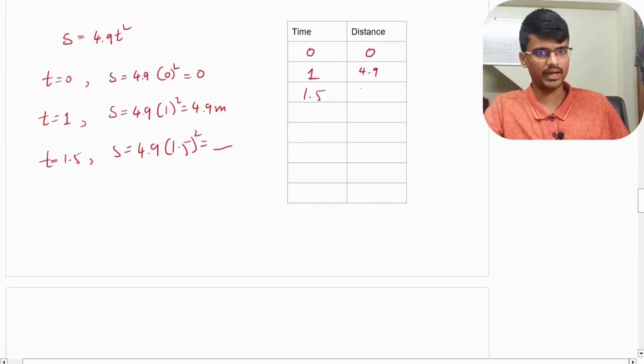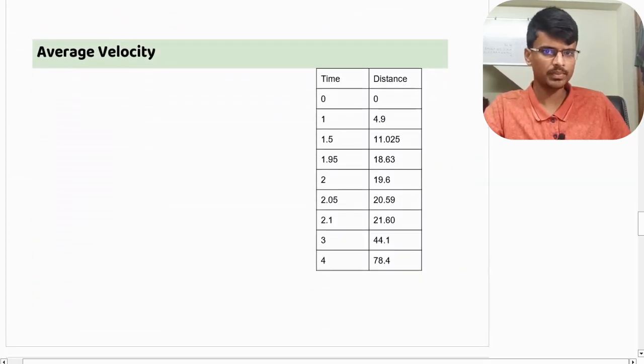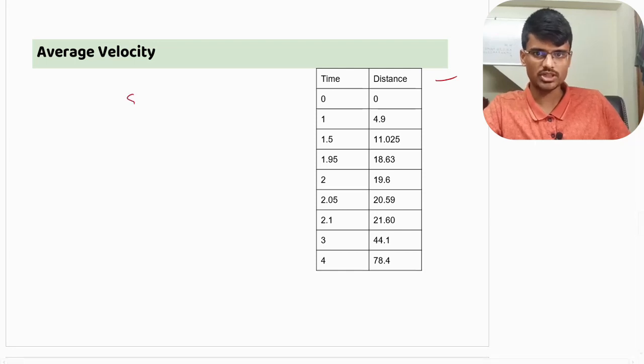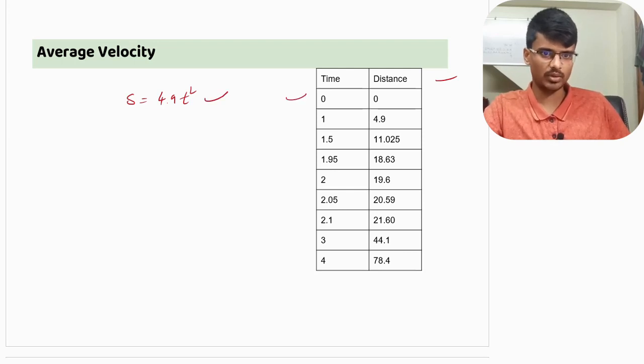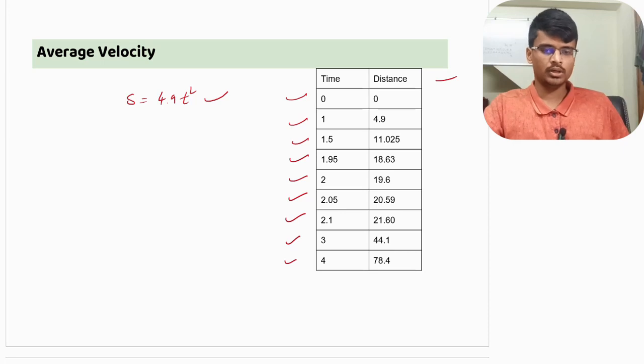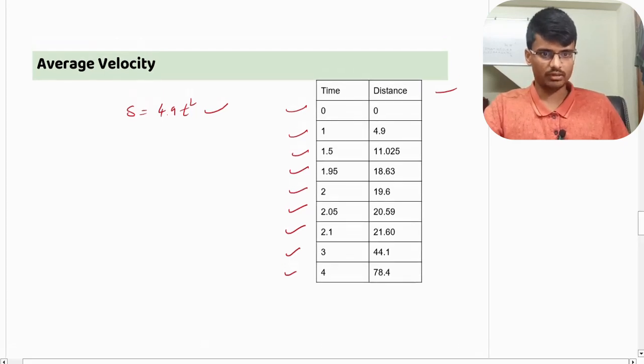So I have already done the calculation here in the next slide. Using this equation, s is equal to 4.9 t square, I have found out for various time intervals what the distance is, for 0, 1, 1.5, 1.95, 2, 2.05, 2.1, 3, 4. Fair enough. I hope till here it is clear.